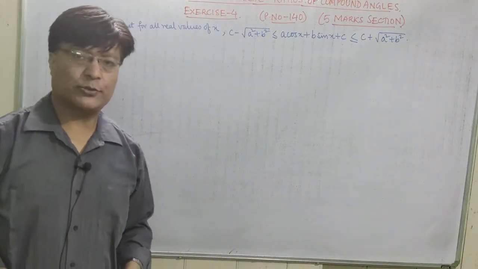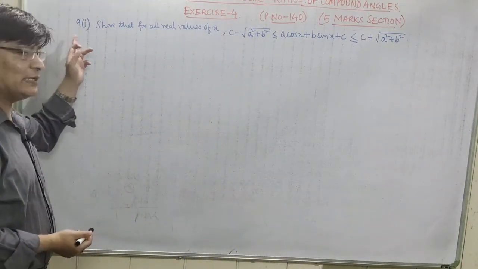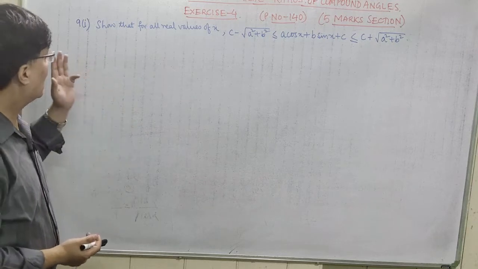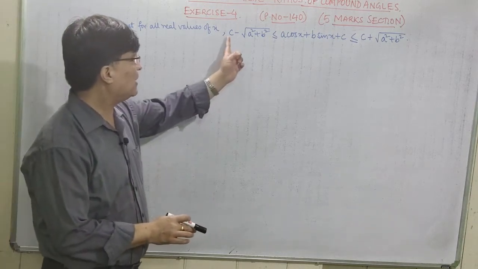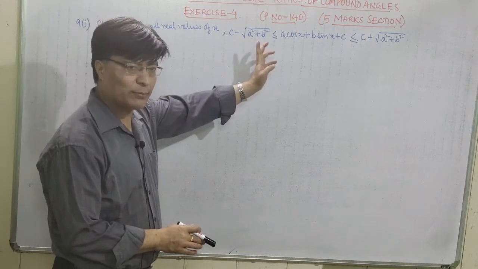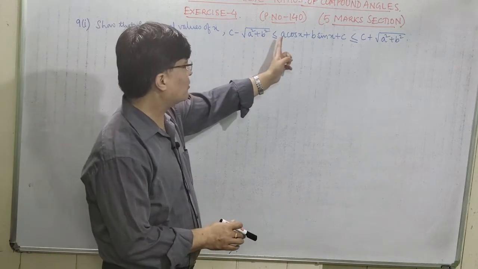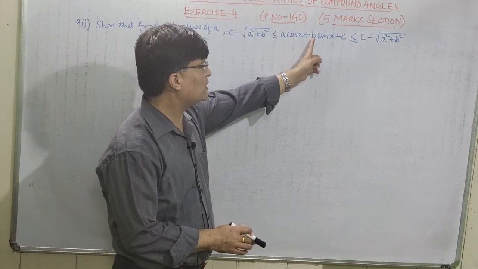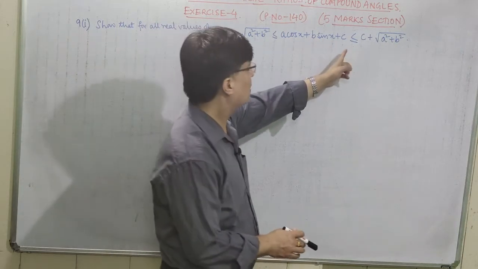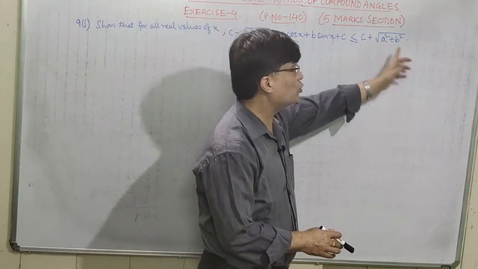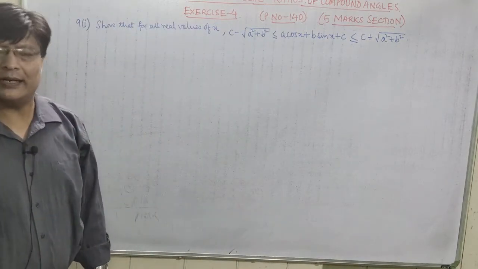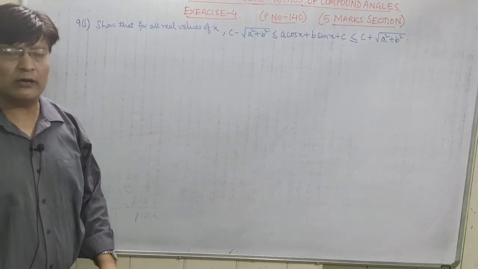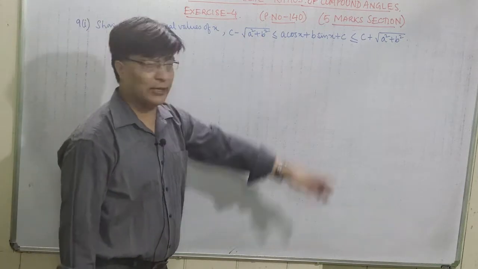So now we'll do the next question, that is question number 9.1. Let us show that for all real values of x, c minus root over a square plus b square is less than or equal to a cos x plus b sin x plus c, which is less than or equal to c plus root over a square plus b square. So let us show this relation. Now for all real values of x, you have to show this relation.